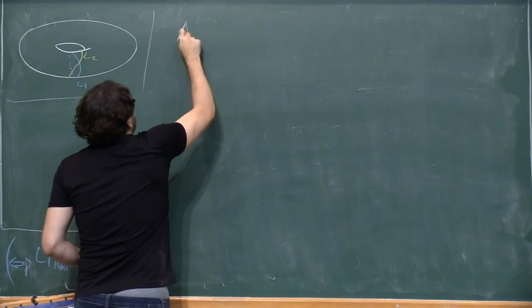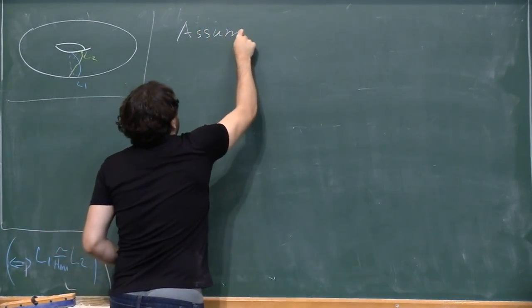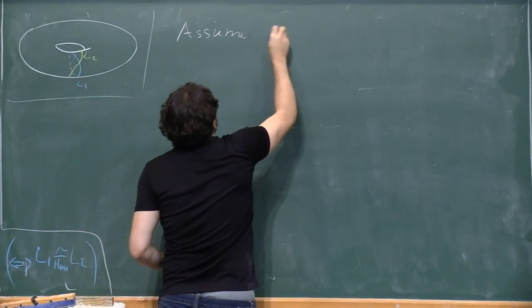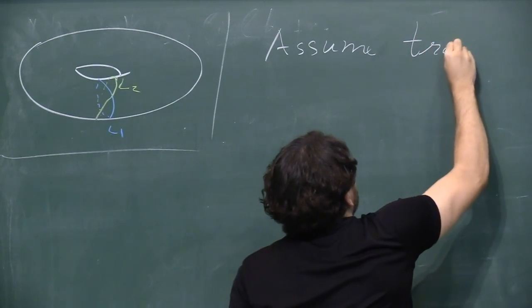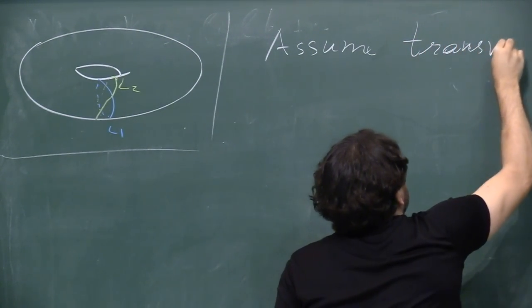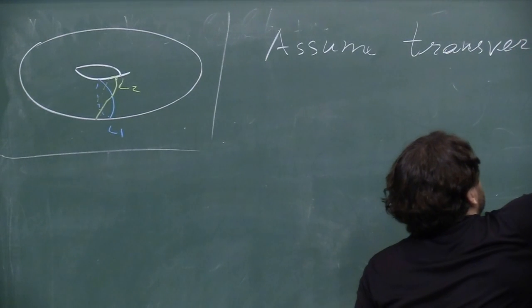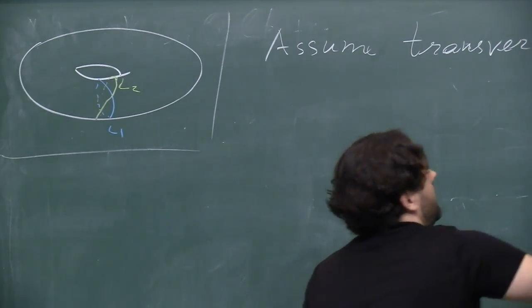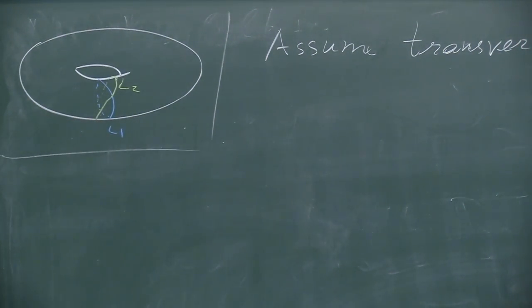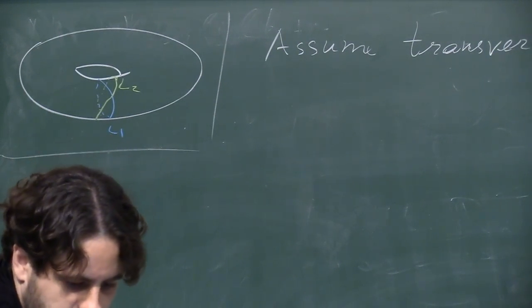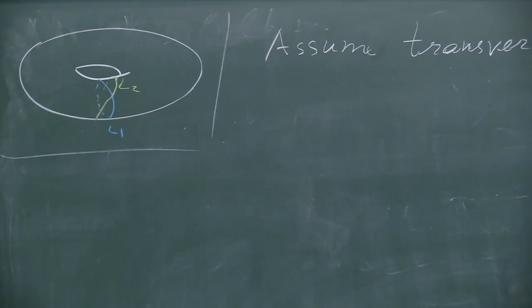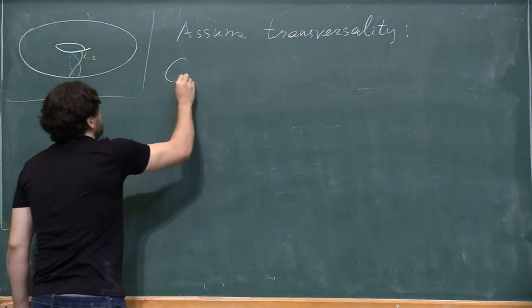So from now on, I'm only going to assume that I have some transversality, which means that I can choose my J such that everything I want works. And I do want to focus on compactness.